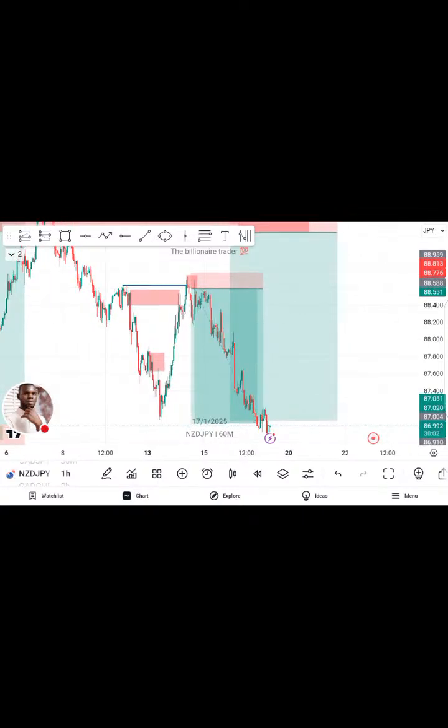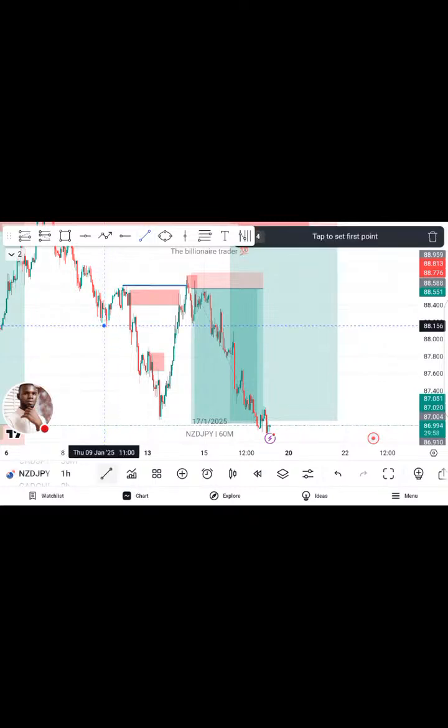So these, there's a break of structure here. There's a break of structure there.